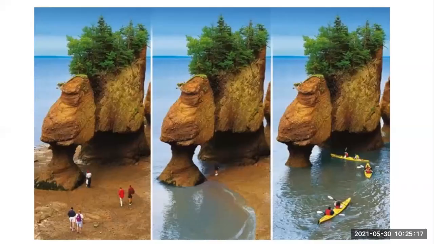So this is also the picture of Bay of Fundy. So basically just imagine the extent of water which is rising in Bay of Fundy. About 16 meter is the tidal range.